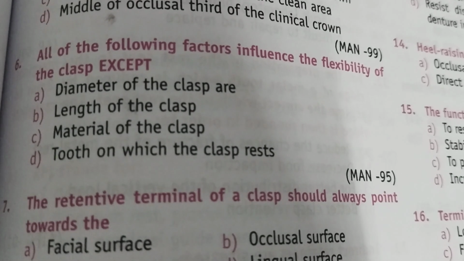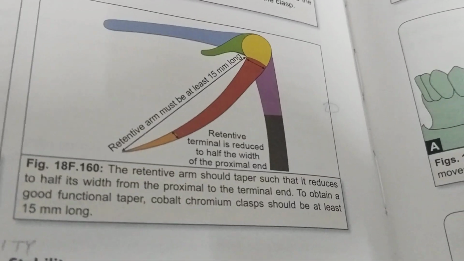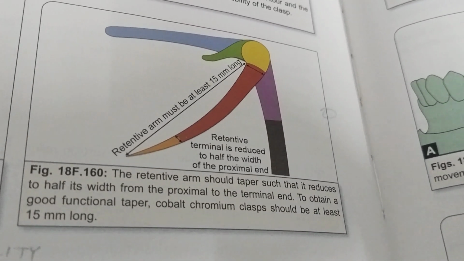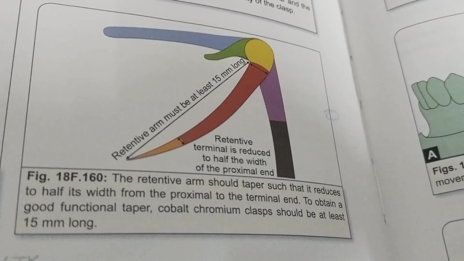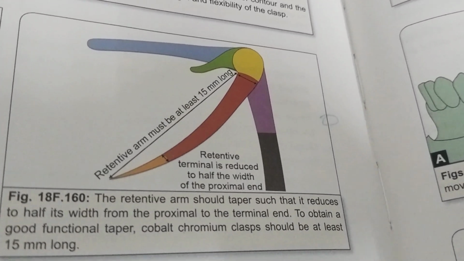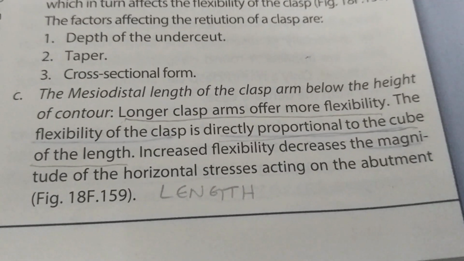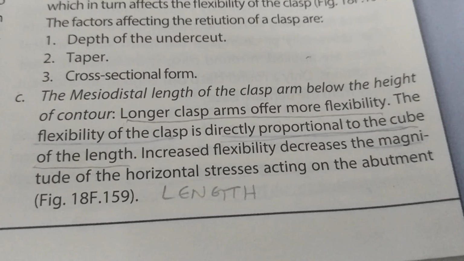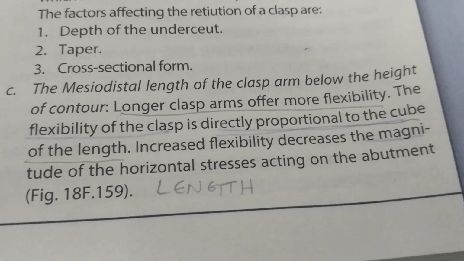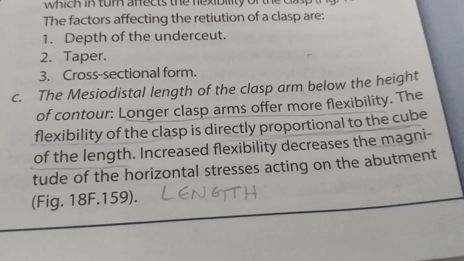Option A, middle of the gingival third of clinical crown. All of the following factors influence the flexibility of the clasp except. So the first option is diameter. Decrease in diameter, you can see increase in flexibility. Second option is length of the clasp. Longer the clasp arms, greater is the flexibility. Flexibility is directly proportional to the cube of length.